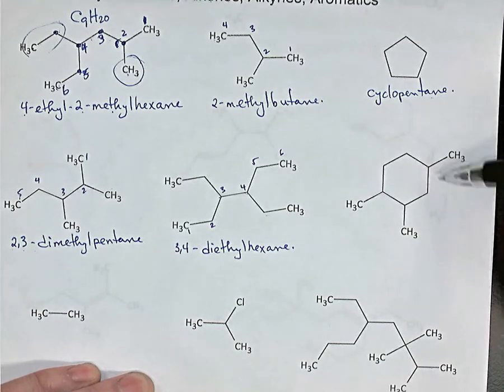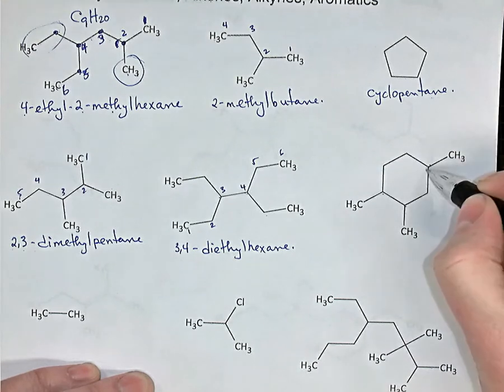But we have to describe where those branches are, so we have to number the atoms in the ring. Now we're going to start numbering at one of the branches. So one of these carbon atoms in the ring will be carbon number 1, either this guy, or this guy. Now which one you use as carbon number 1, the rule is to keep the numbering of all the branches as low as possible.